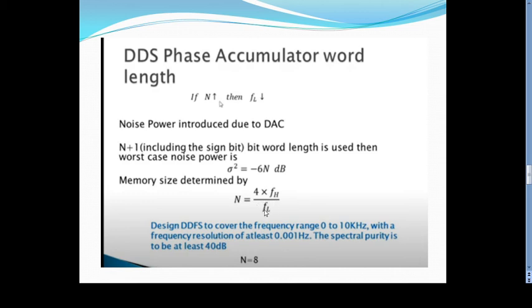Design a direct digital frequency synthesizer to cover the frequency range from 0 to 10 kHz with a frequency resolution of 0.01 Hz and spectral purity of 40 dB. The number of locations is to be calculated, which is given as a numerical in the Jack Smith book. The answer is n equal to 8, by using either this formula or this formula.